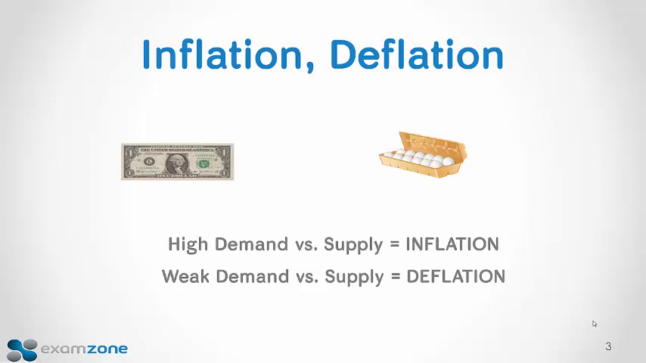Similar to if you go to the ballpark, the supply is limited of whatever it is, beer, hot dogs, and Pepsi, and therefore the prices go through the roof. Weak demand versus supply, whenever we have too much to sell off, the prices are going to drop. That can lead to deflation.